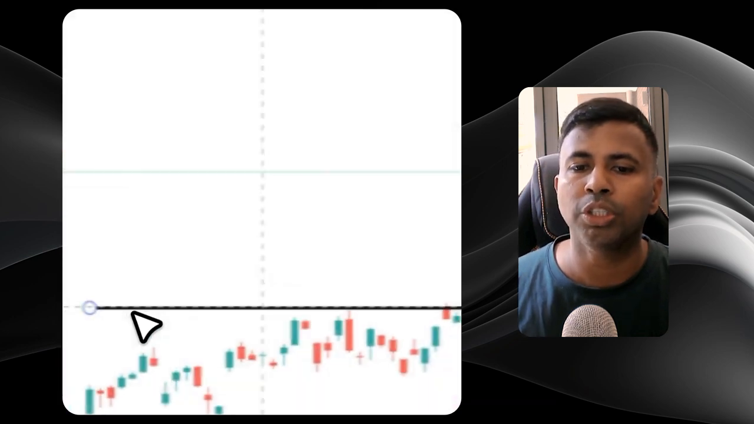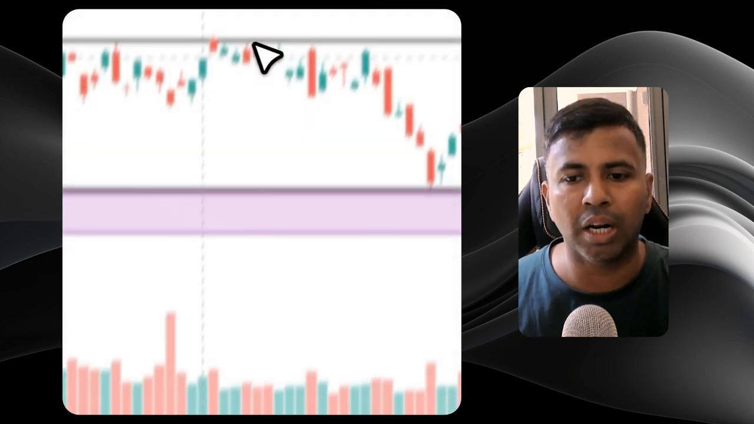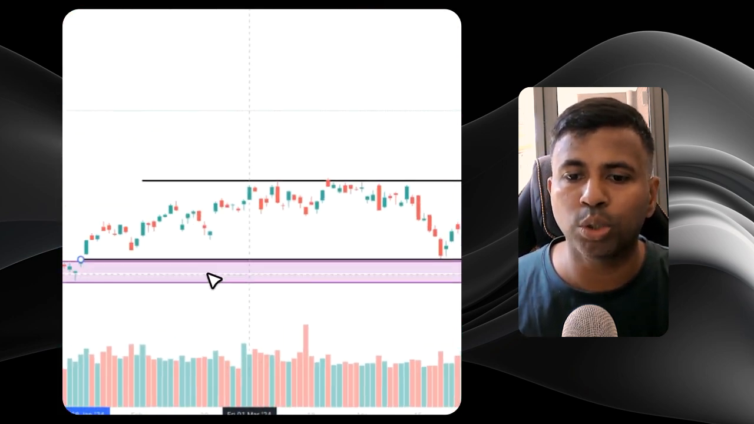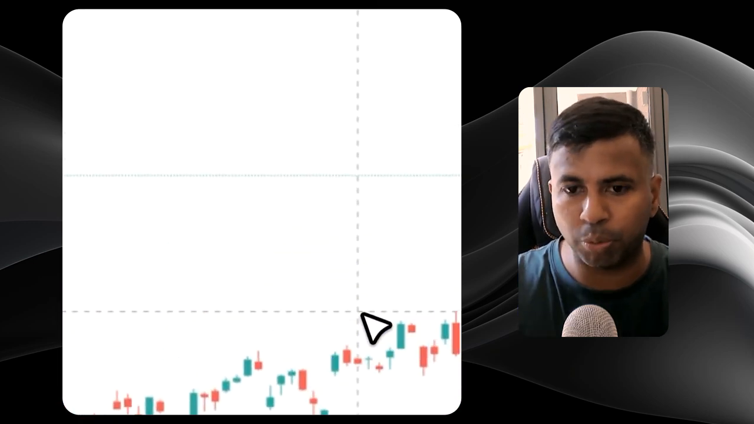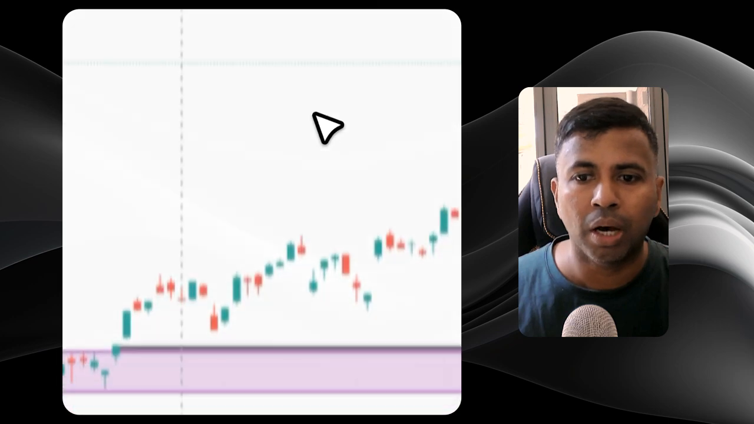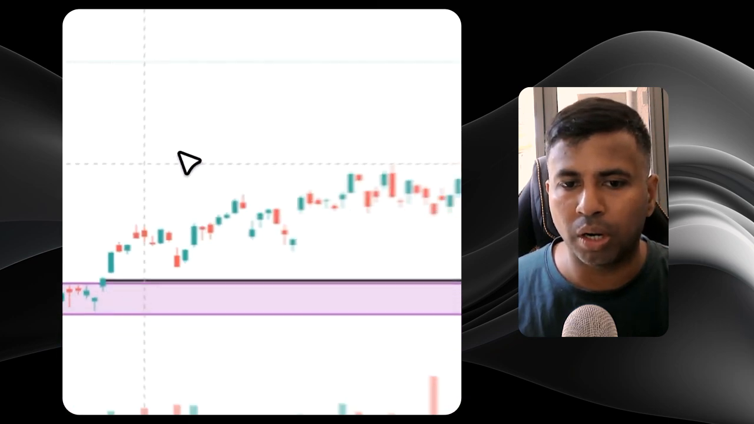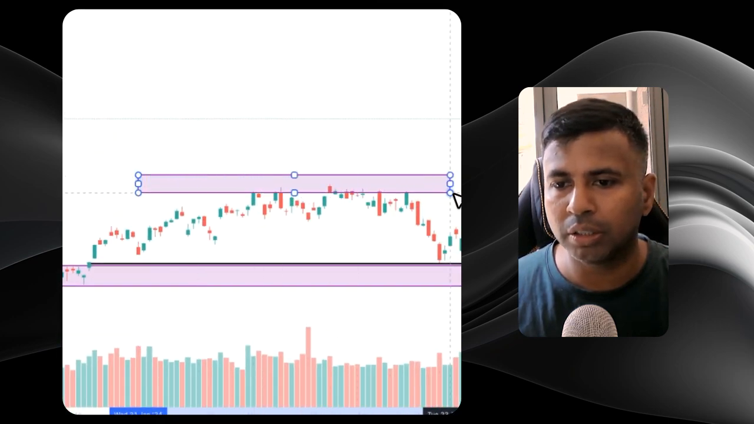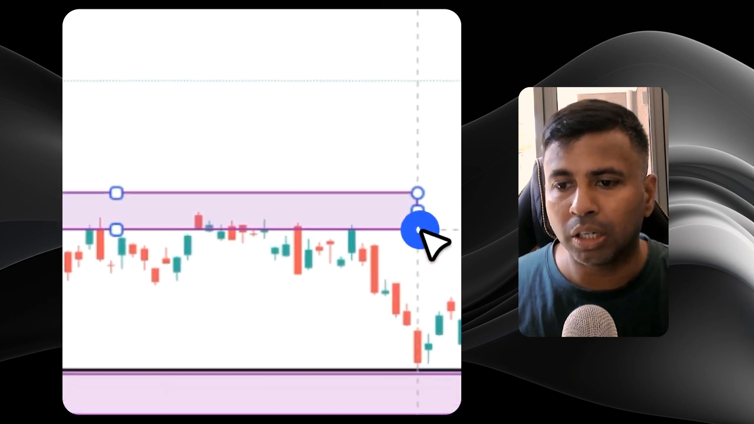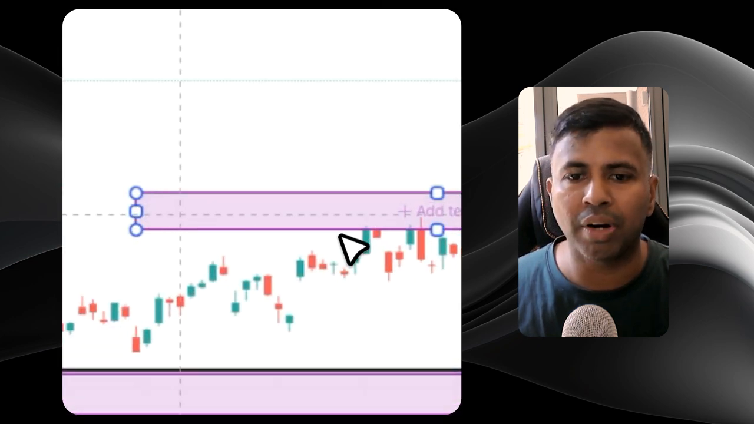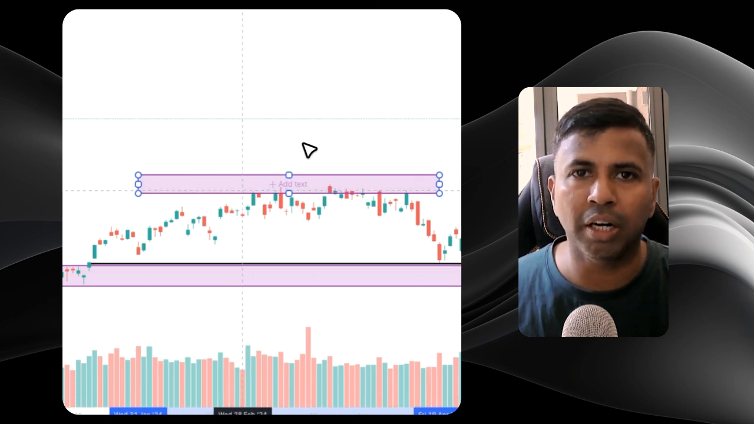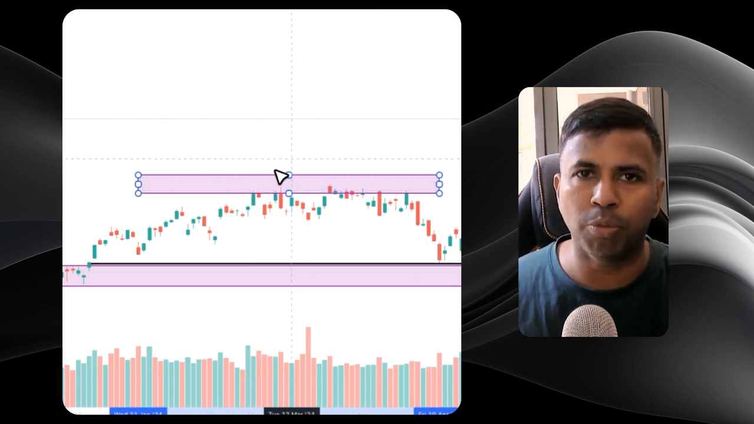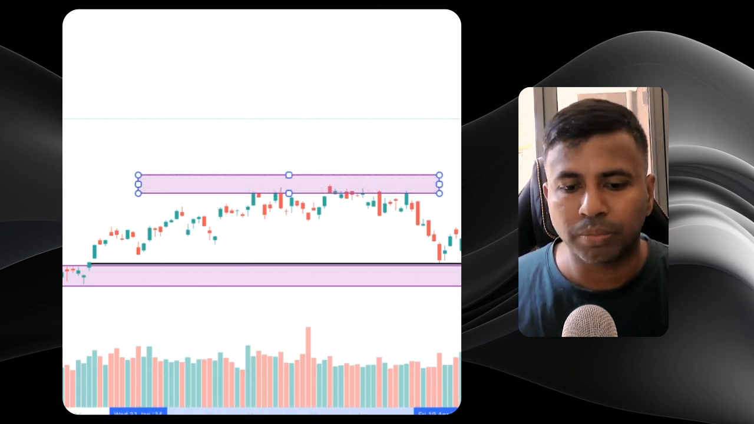So instead of drawing these particular trend lines, we can also define trend zones. Like instead of picking out a particular price point, you can also draw an area like this, a zone like this, because we'll have a range, because it will not be a particular price point and then when we break it out, it will move again.